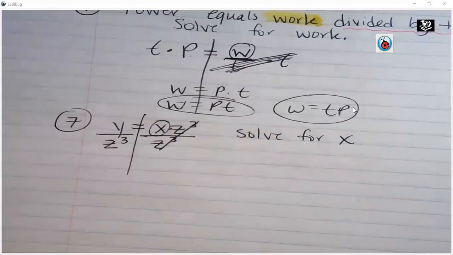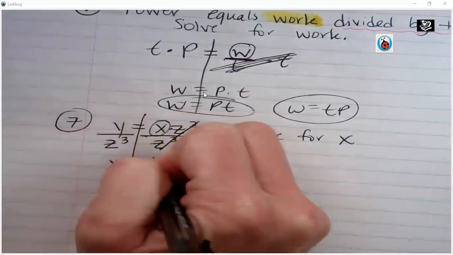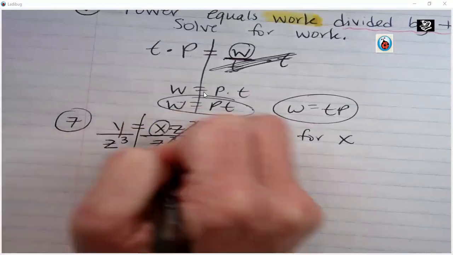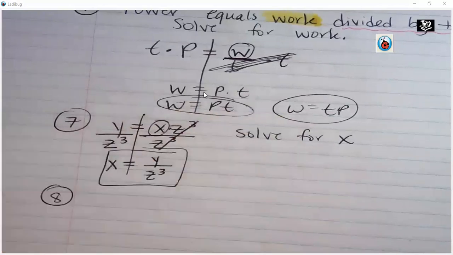Okay. So let me have Caleb. What would be my answer? X equals Y divided by Z to the third. Yes, sorry, I accidentally just muted you. I was trying to do something different. All right, good job. X equals Y divided by Z to the third. Very good. That would be your answer. Okay. All right, last one together.